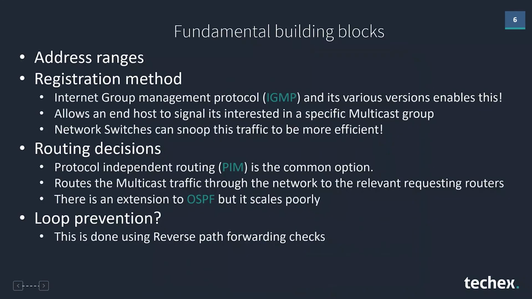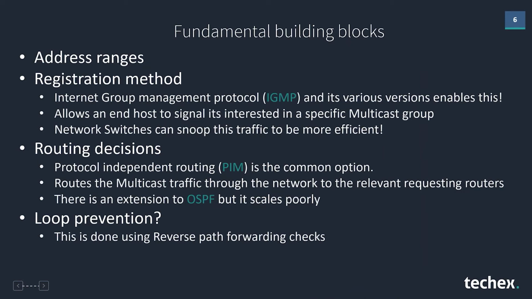The fundamental building blocks of multicast: what do you need to make it work? As I mentioned, we need address ranges. They identify that it is multicast traffic, and in some cases they can actually identify specific types of multicast traffic, for example source-specific multicast. You also then need a registration method. You need some way of the host saying to the network, hey, I want this content, I want this stream. And that's where IGMP comes into play.